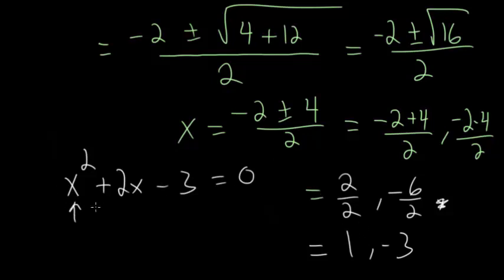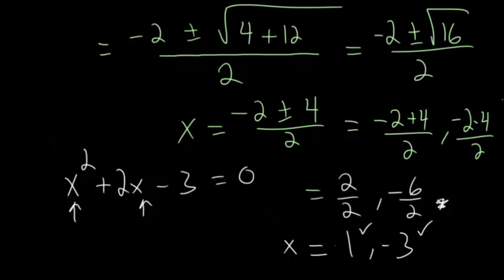So you can test it. If we put in 1 anywhere we see an x, we get 1 plus 2 times 1, which is 3, and then minus 3 gives us 0. So 1 works. If we put minus 3 in here, minus 3 squared is positive 9. Then you'd have plus 2 times minus 3, which would be minus 6. So 9 minus 6 minus 3, and that also simplifies to 0. So it looks like both of these solutions pass the test, so we can be confident that x is in fact 1 and negative 3 for this equation.